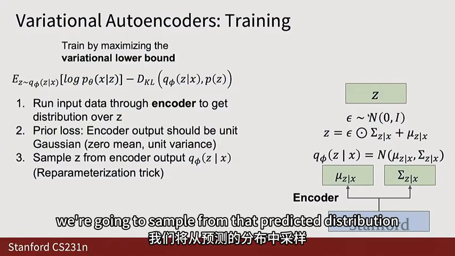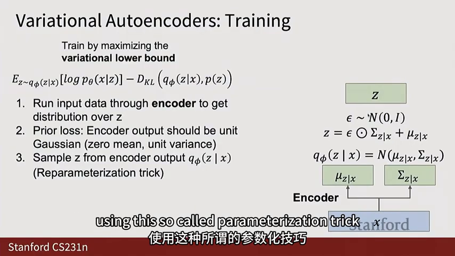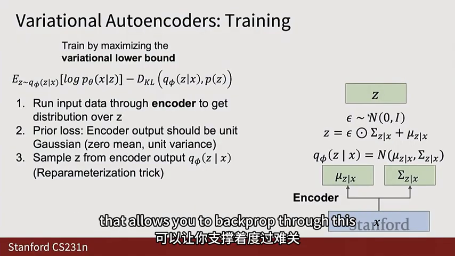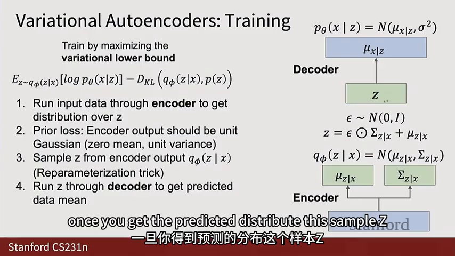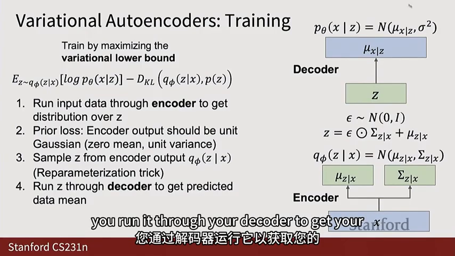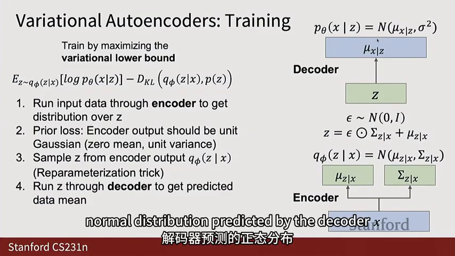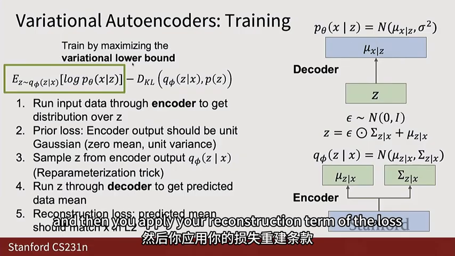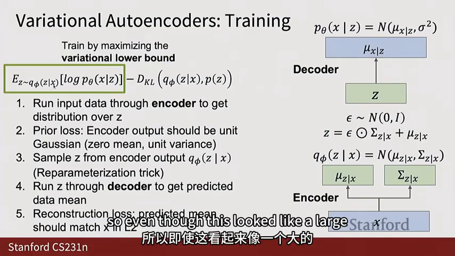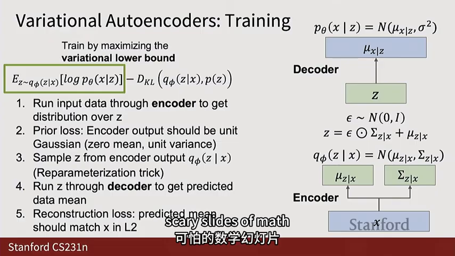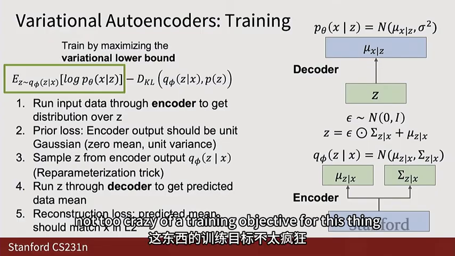Then, once we get the predicted distribution from the encoder, we sample from it using the so-called reparameterization trick, which allows you to backprop through this. So we draw a sample z from the predicted distribution, run it through the decoder to get the predicted normal distribution, and then apply the reconstruction term of the loss to the output of the decoder. Even though this looked like a large, scary slide of math, it led to a not-too-crazy training objective.